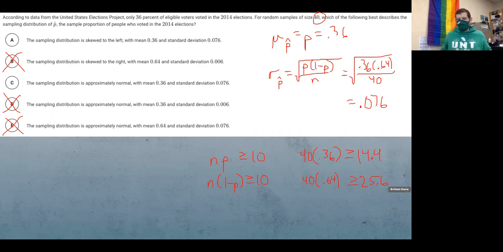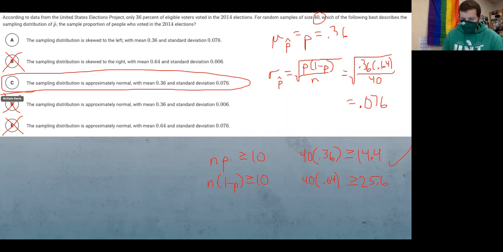All right. So there it is. Both of these are greater than 10. So this is the test that we have to pass with proportions in order to make sure that it's going to be approximately normal. We passed it, so it's going to be approximately normal.